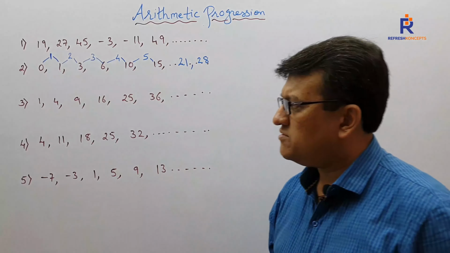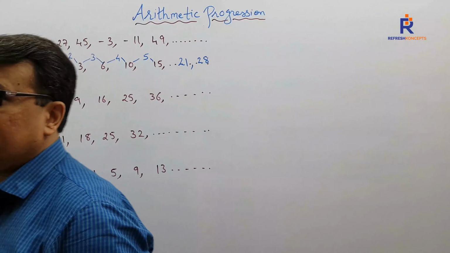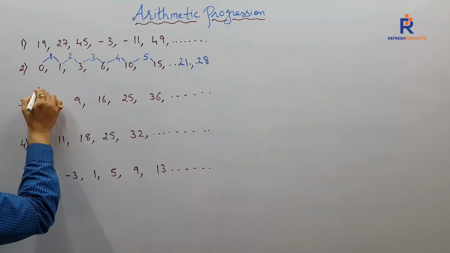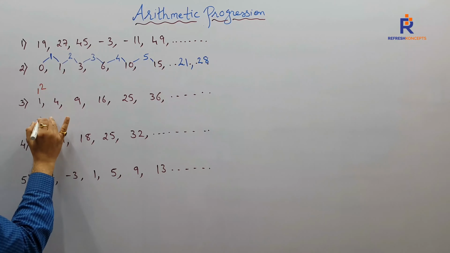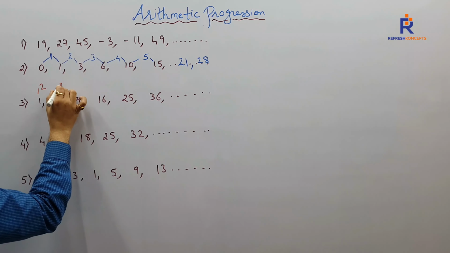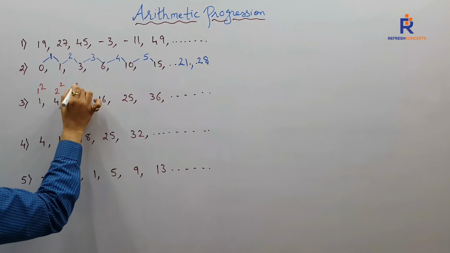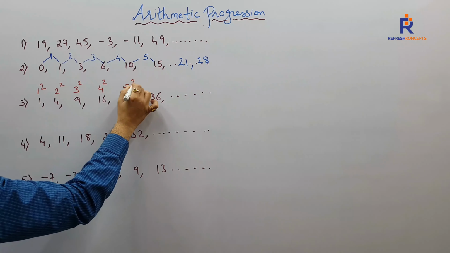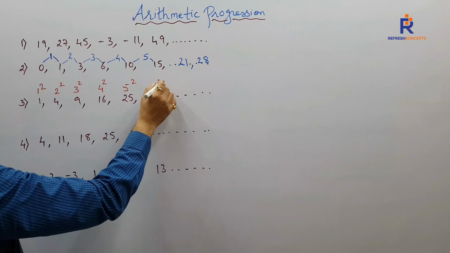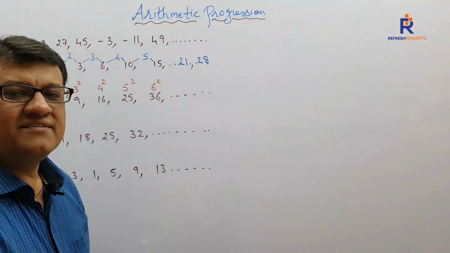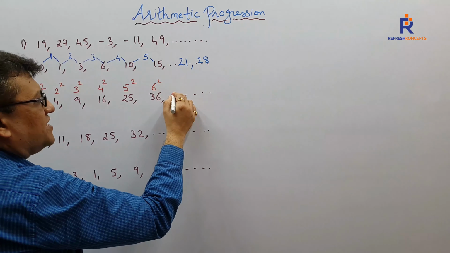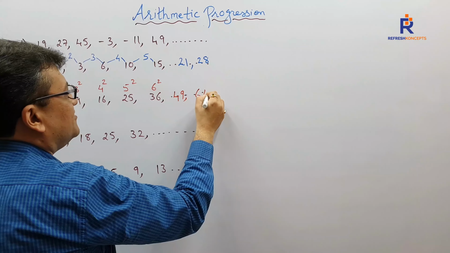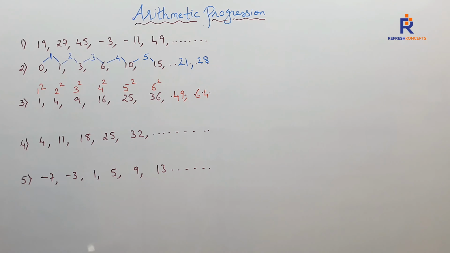Right? How about the third one? When I say the third one, sir, this is 1 square, this is 2 square, this is 3 square, 4 square, 5 square, 6 square. Now are you in a position to tell me? 7 square, 49. 8 square, 64. So here also you are in a position to tell me.